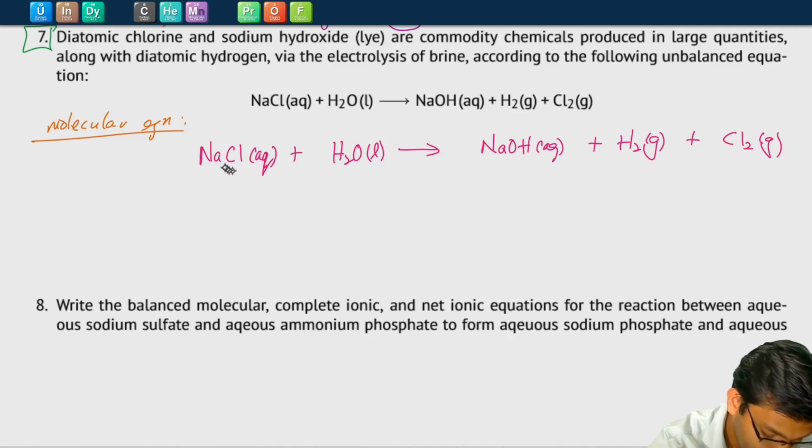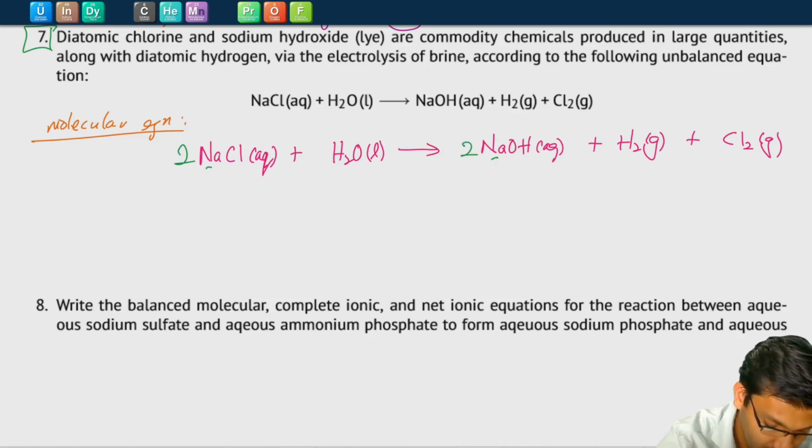Now I look over here where there's 1 Na, 1 Na, so that's balanced. Let's look at Cl. 1 Cl on the left, 2 Cl's on the right, so let's make this whole thing a 2, but then that gives us 2 Na, so let's go back over here and make that Na a 2. Alright, so we have 2 Nas, 2 Nas, 2 Cl's, 2 Cl's.